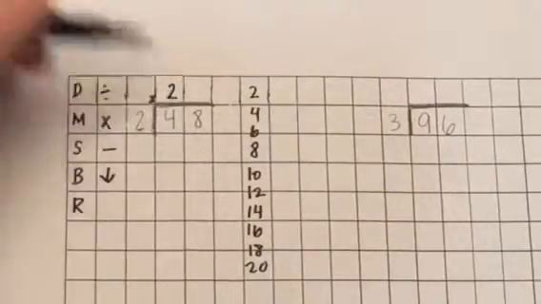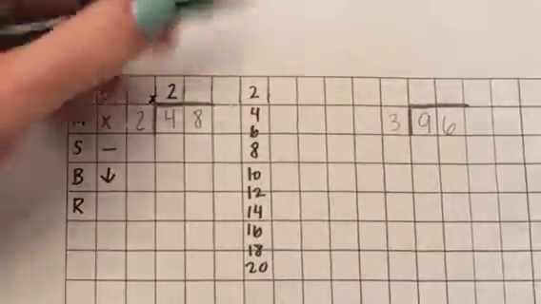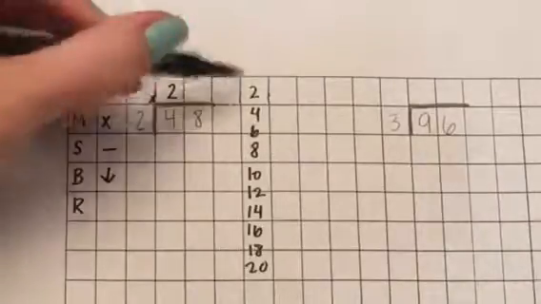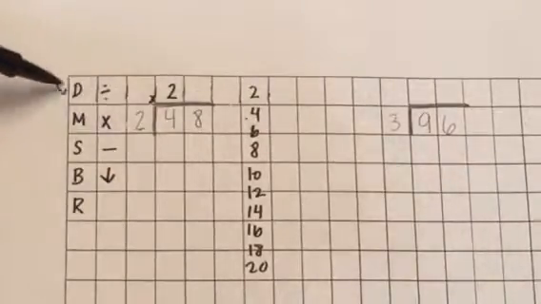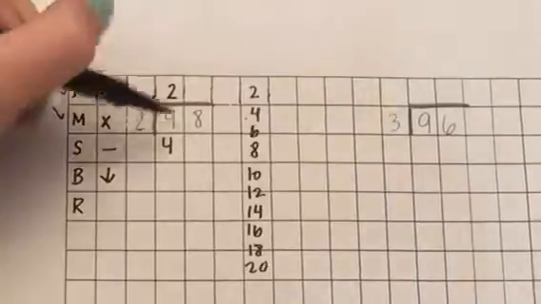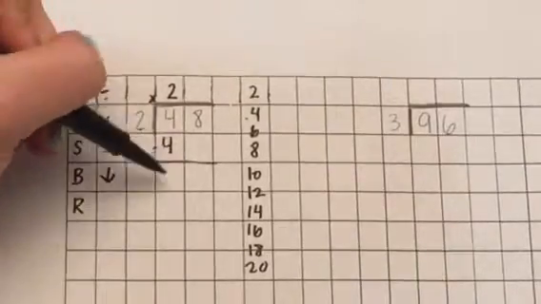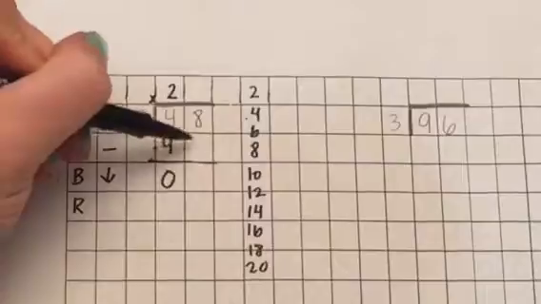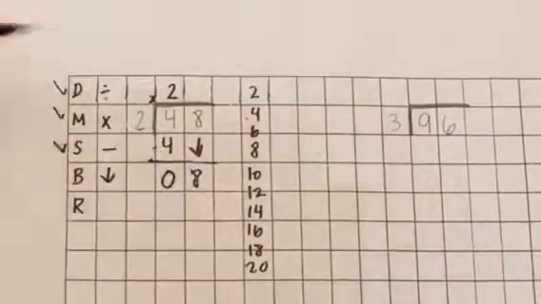So how many times does 2 divide into 4? And that divides into 2 times. So right here, 1, 2. 2 times 2 is 4. I'm going to subtract that. 4 minus 4 is 0. I'm going to bring down my next number, which is an 8.